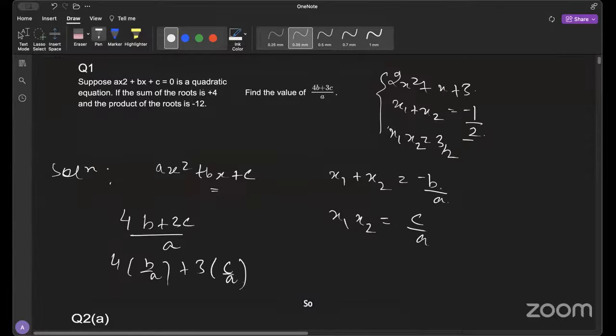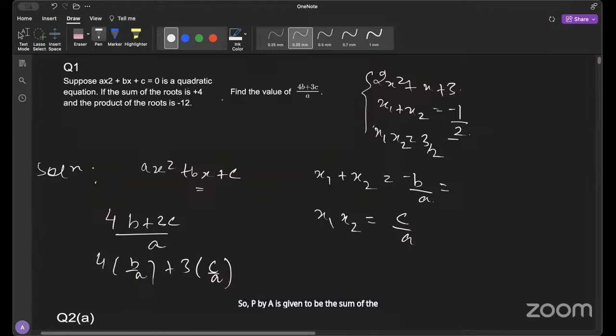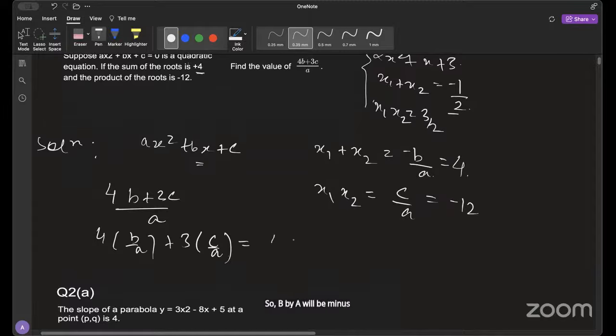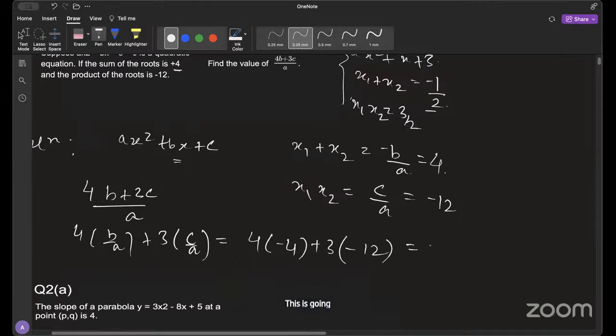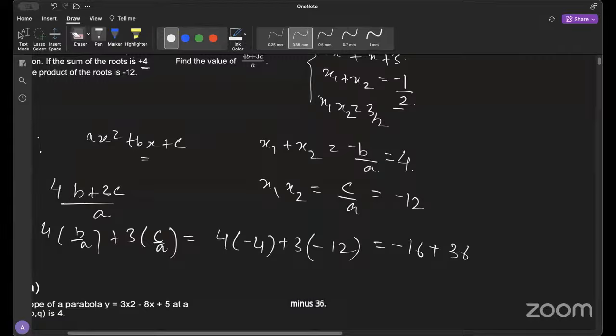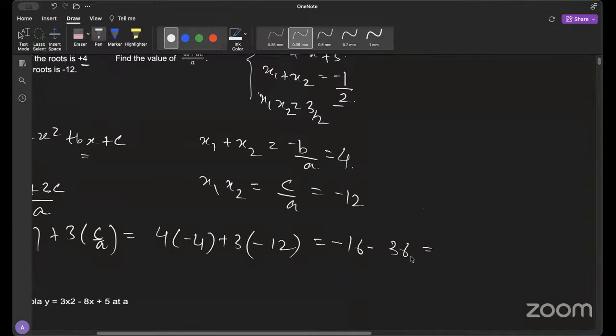So b by a is given to be, the sum of the roots is given to be plus 4. So this is 4. And this thing is minus 12. So b by a will be minus 4. This thing will be 4 and minus 4. And then 3 and c by a is given to be minus 12. This is going to be minus 16 and minus 36. So this will give you minus 52.